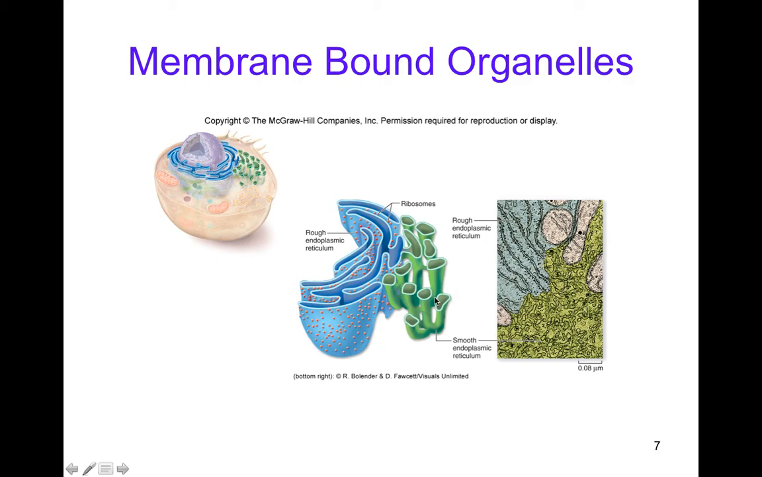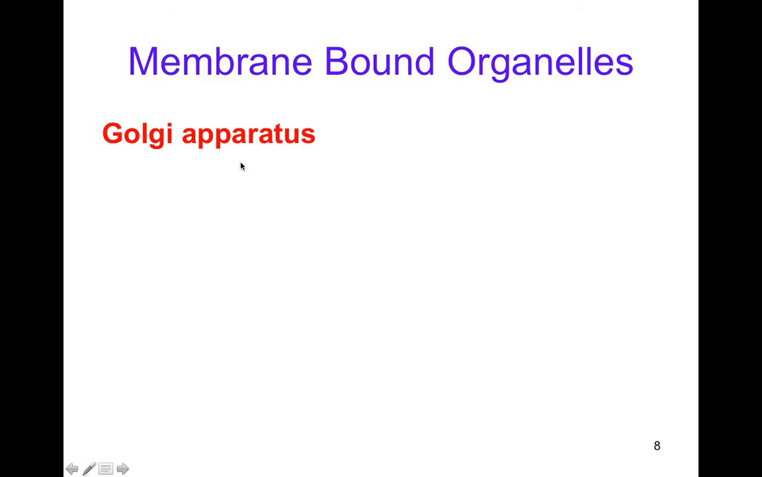Here's a picture of it. Again, inside the cell, you almost always see the rough ER outside of the nucleus. In addition, you have smooth endoplasmic reticulum right outside of the rough ER. So for your cell models, you should have the rough endoplasmic reticulum right outside of your nucleus, and the smooth ER should be right outside of the rough ER.